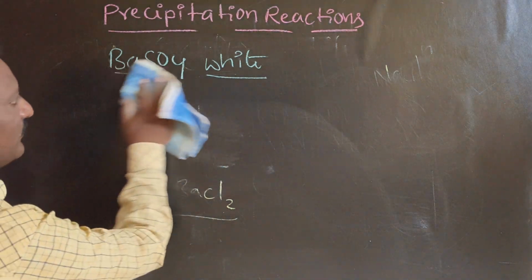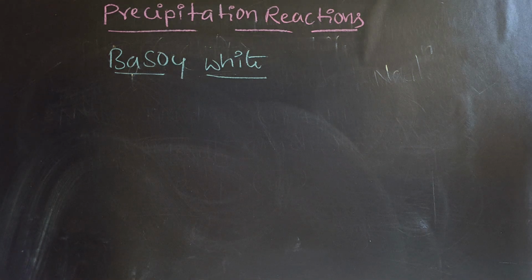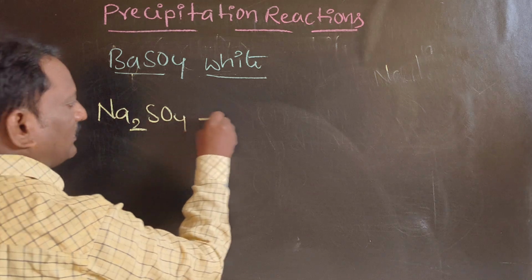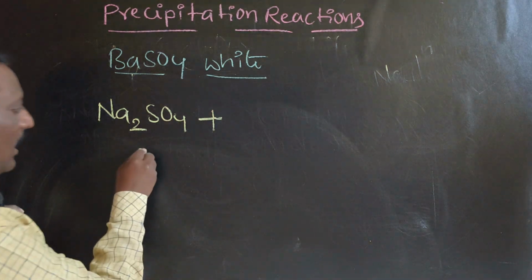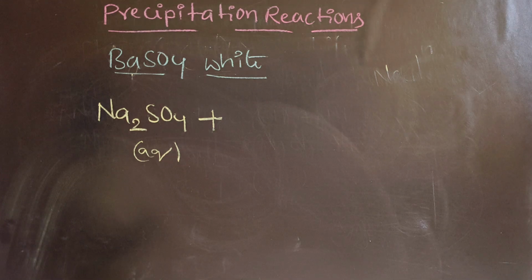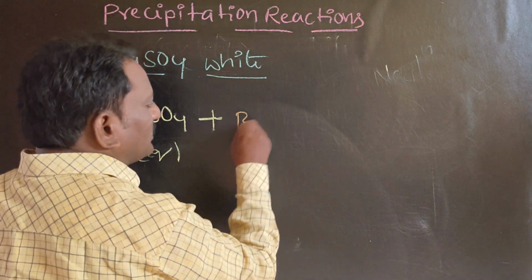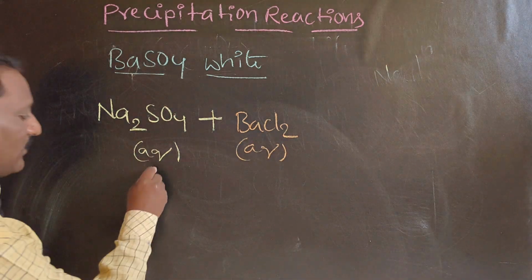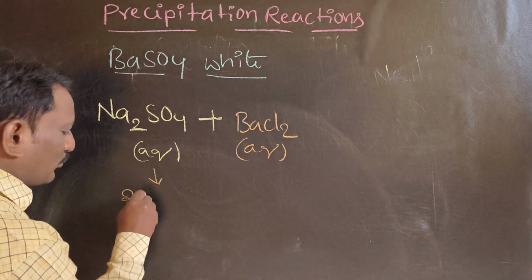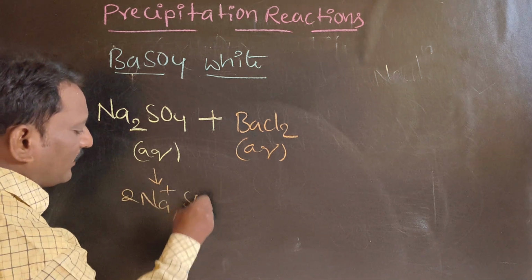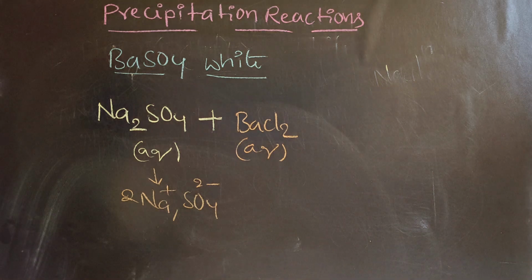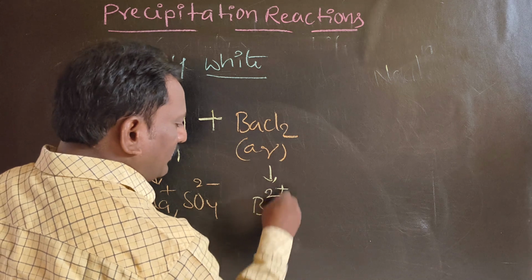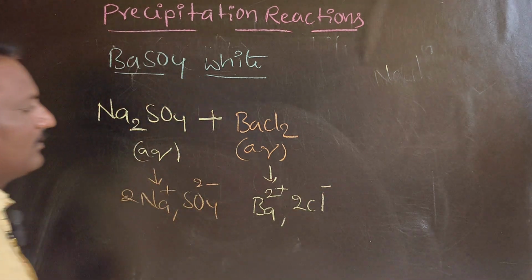Let us take sodium sulfate and barium chloride. The sodium sulfate formula is Na2SO4. Aqueous solution of sodium sulfate is added to aqueous solution of barium chloride. What are the ions present in sodium sulfate and barium chloride? Sodium sulfate has two sodium ions and one sulfate ion. Barium chloride has a barium ion with two chloride ions.